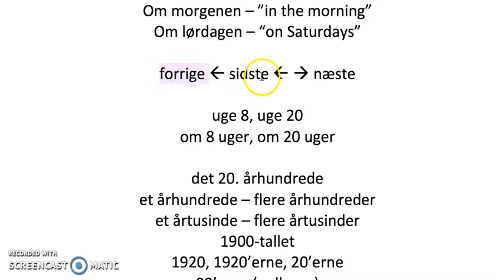So, for example, if I said, næste uge skal jeg løbe. Next week I am running. Sidste uge løb jeg. Last week I ran. Forrige uge løb jeg means the week before last week I ran. Some people will say yes, some people will say it means the same as sidste.